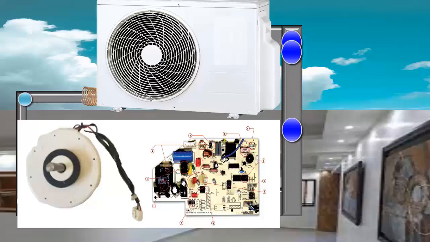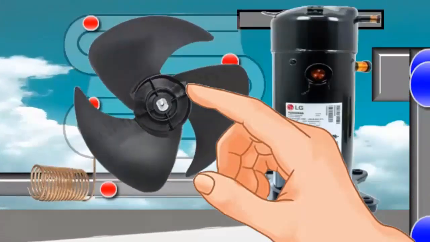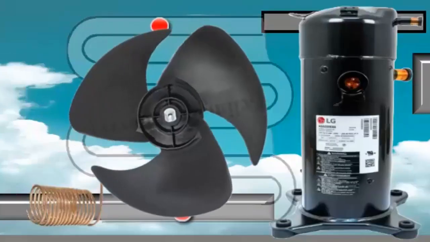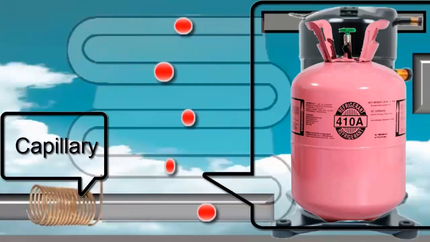This part is the outdoor unit, located outside the premises. Inside it, we basically have a coil, compressor, capillary tube, fan, R410A refrigerant gas, and electronic control board.